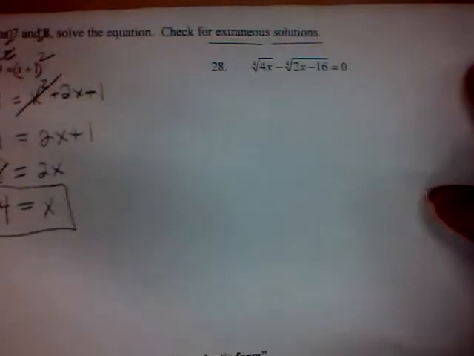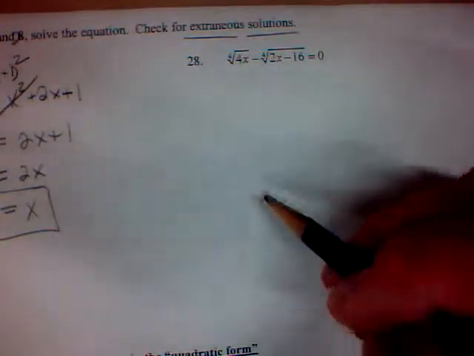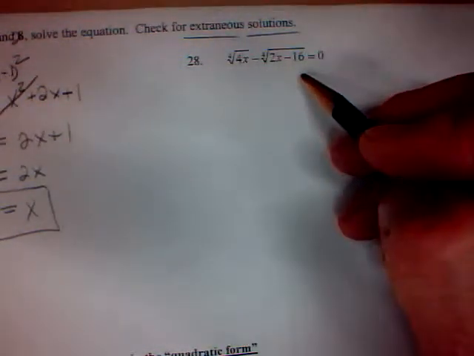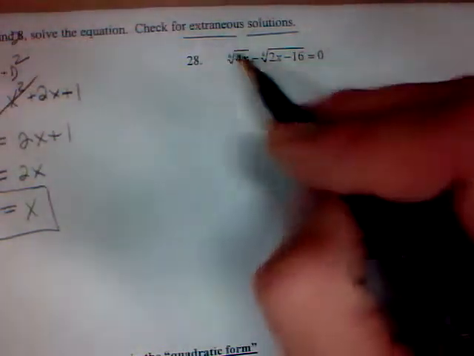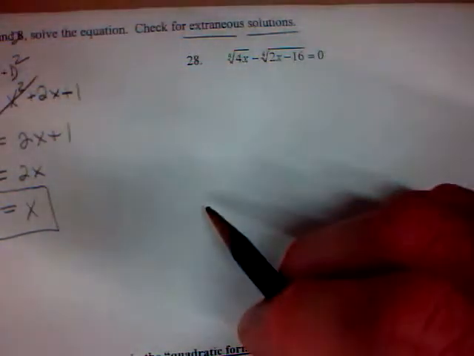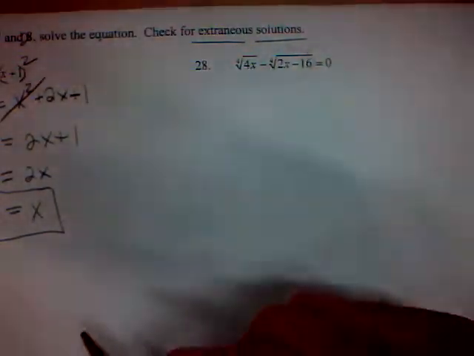On the second problem, we also have radicals in the equation. We have 2 of them. Here you definitely don't want to raise both sides to the 4th power initially, because then you're going to have to multiply this out times itself 4 times, and that's going to be really ugly. So instead, we're going to bring this radical over to the other side of the equation.